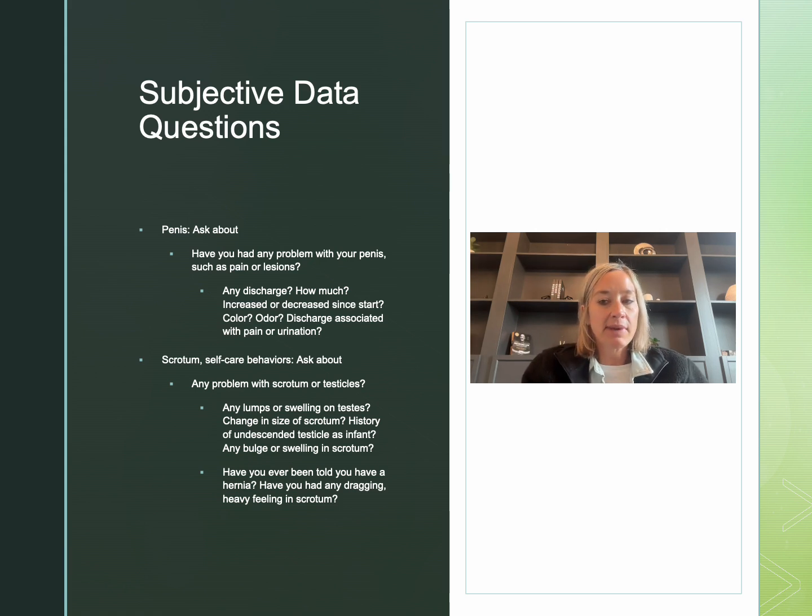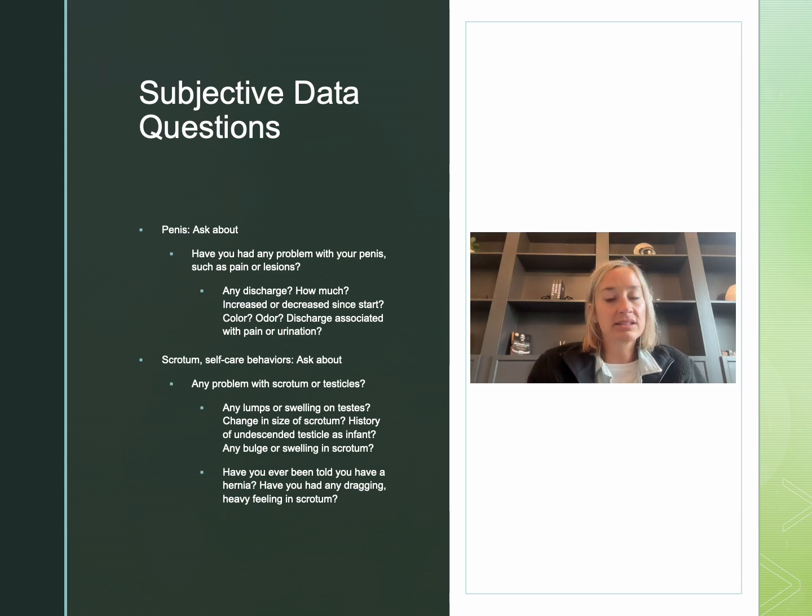Move on to the scrotum by asking, have you noticed any issues with your scrotum or testicles? Then follow up based on their response. For example, if they mention swelling or lumps, ask about changes in size or consistency, like have you noticed any lumps or changes in the size of your scrotum or testicles? Also, asking about a history of undescended testicles can be relevant, as this has implications later in life.